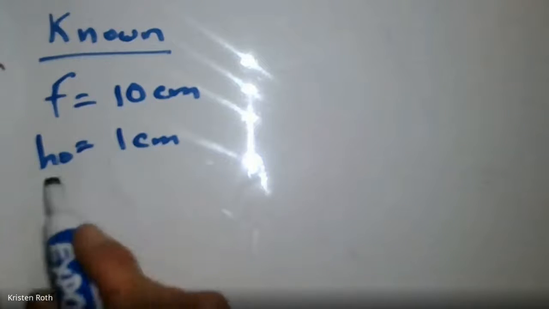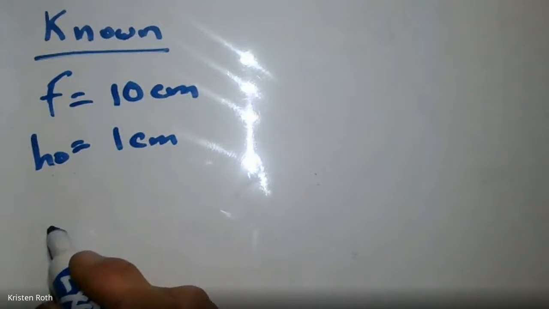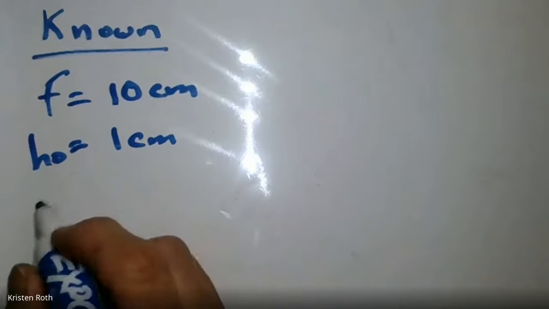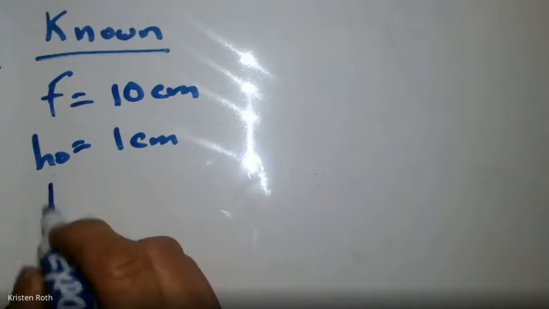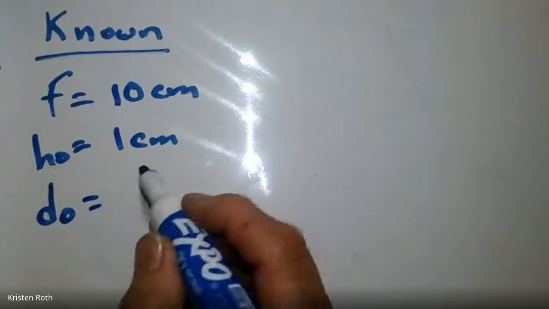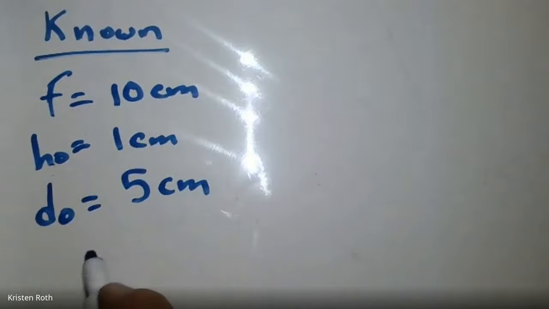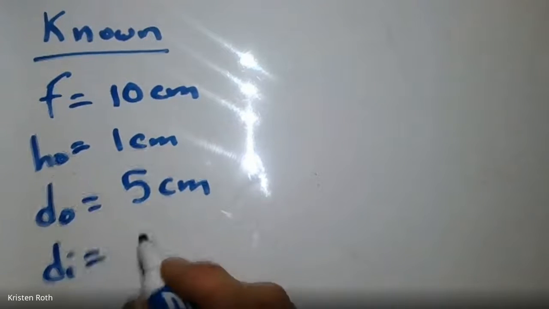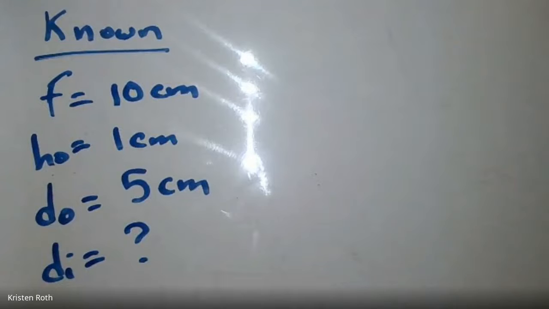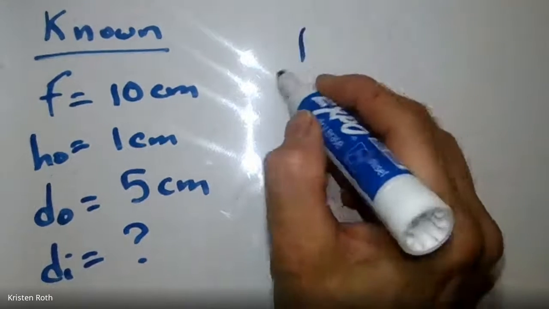Okay, so we have height of object is 1 centimeter. It is placed in front of the lens at 5 centimeters, so that is object distance. So DO is 5 centimeters. And then we're looking for the resulting image, which is our DI, which is what we don't know. So first thing you do, always, always, always, you're going to start with your equation.